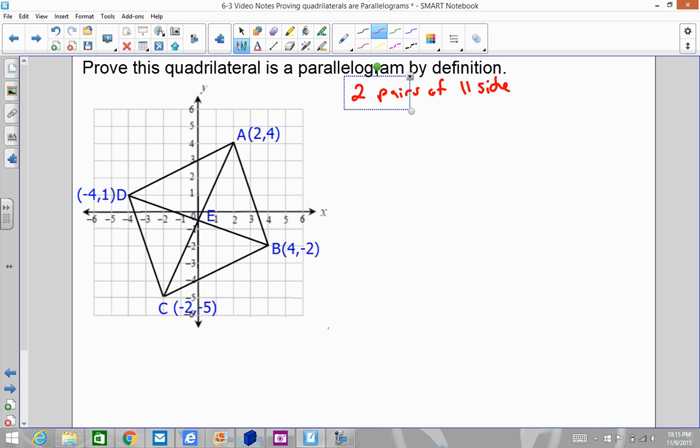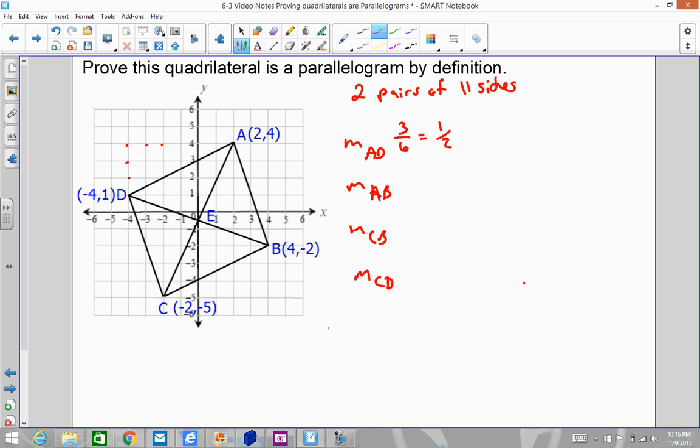So in order to prove parallel sides on a coordinate plane, we need to know the slope. So I need the slope of AD, I need the slope of AB, I need the slope of CB, and I need the slope of CD. So if I look at AD, it's going to be 1, 2, 3 up, and 1, 2, 3, 4, 5, 6 to the right. So 3 up, 6 to the right, so that's equal to 1/2.